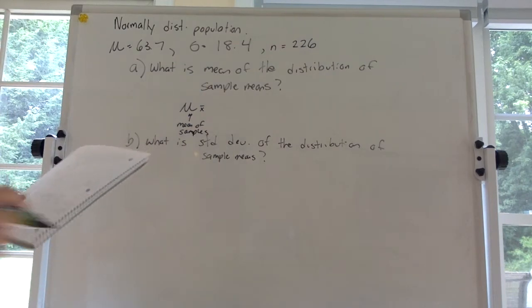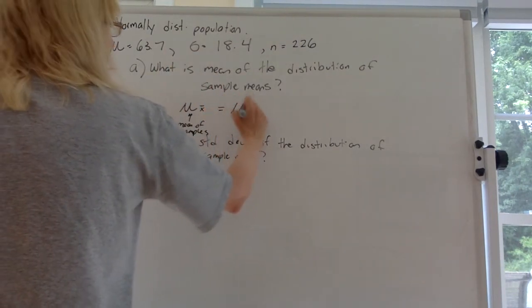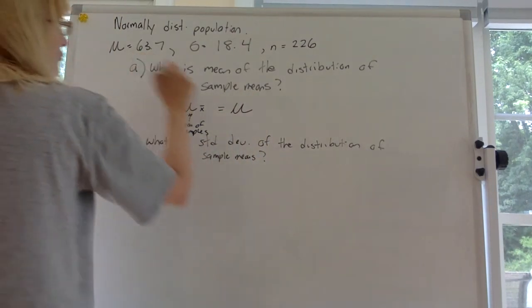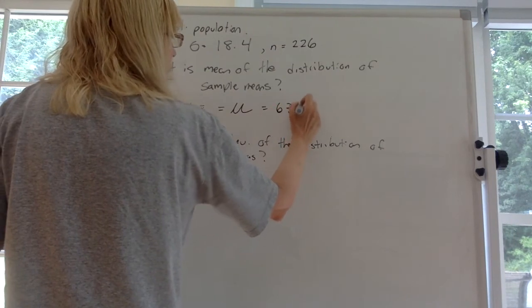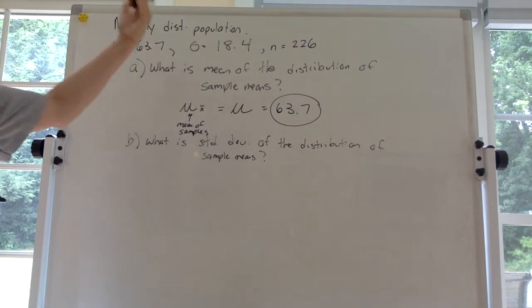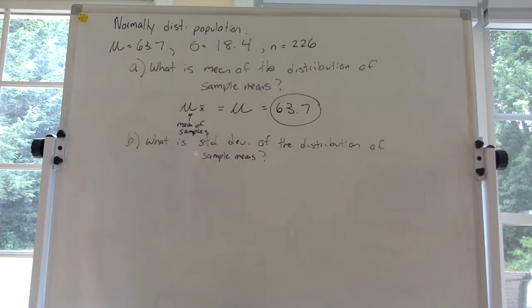Okay, and as long as one of those two conditions is met, the mean of the samples is the same as the mean of the population, which in this case is just 63.7. So if you're talking samples, they give you some kind of an n. The mean of the samples is the same as the mean of the population.